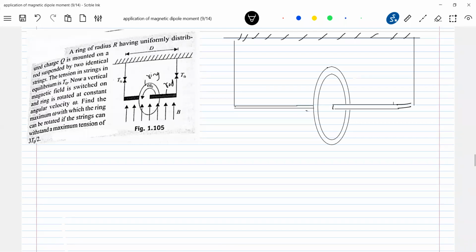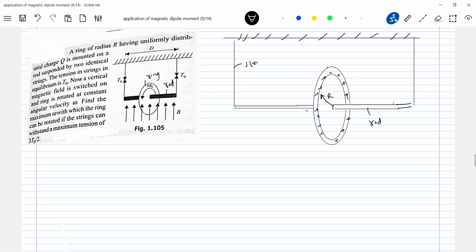Initially the ring is at rest. Let the radius of the ring be R. I think it also has a charge, so let me give that charge. The ring will be connected to the rod by some means, by spokes, which are not shown.